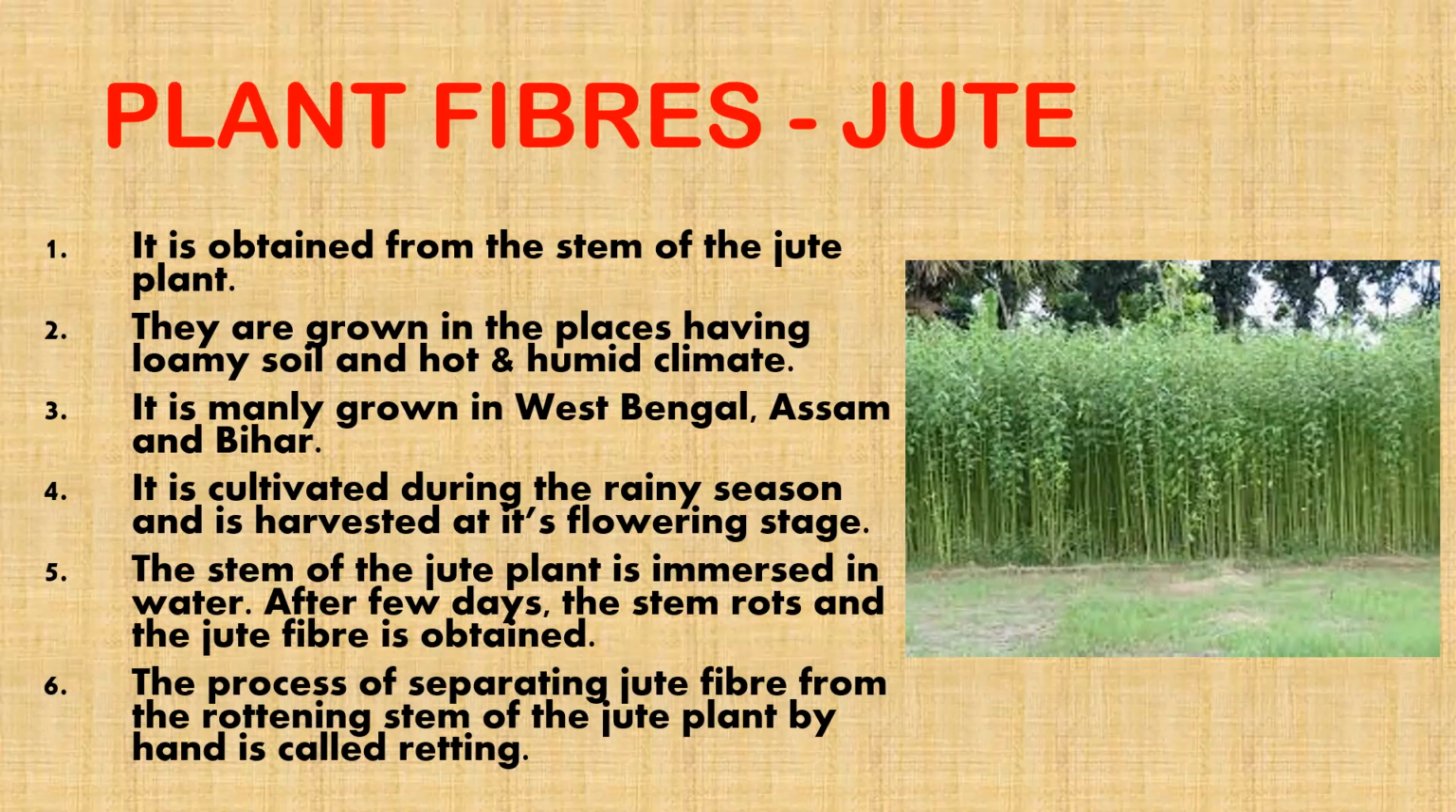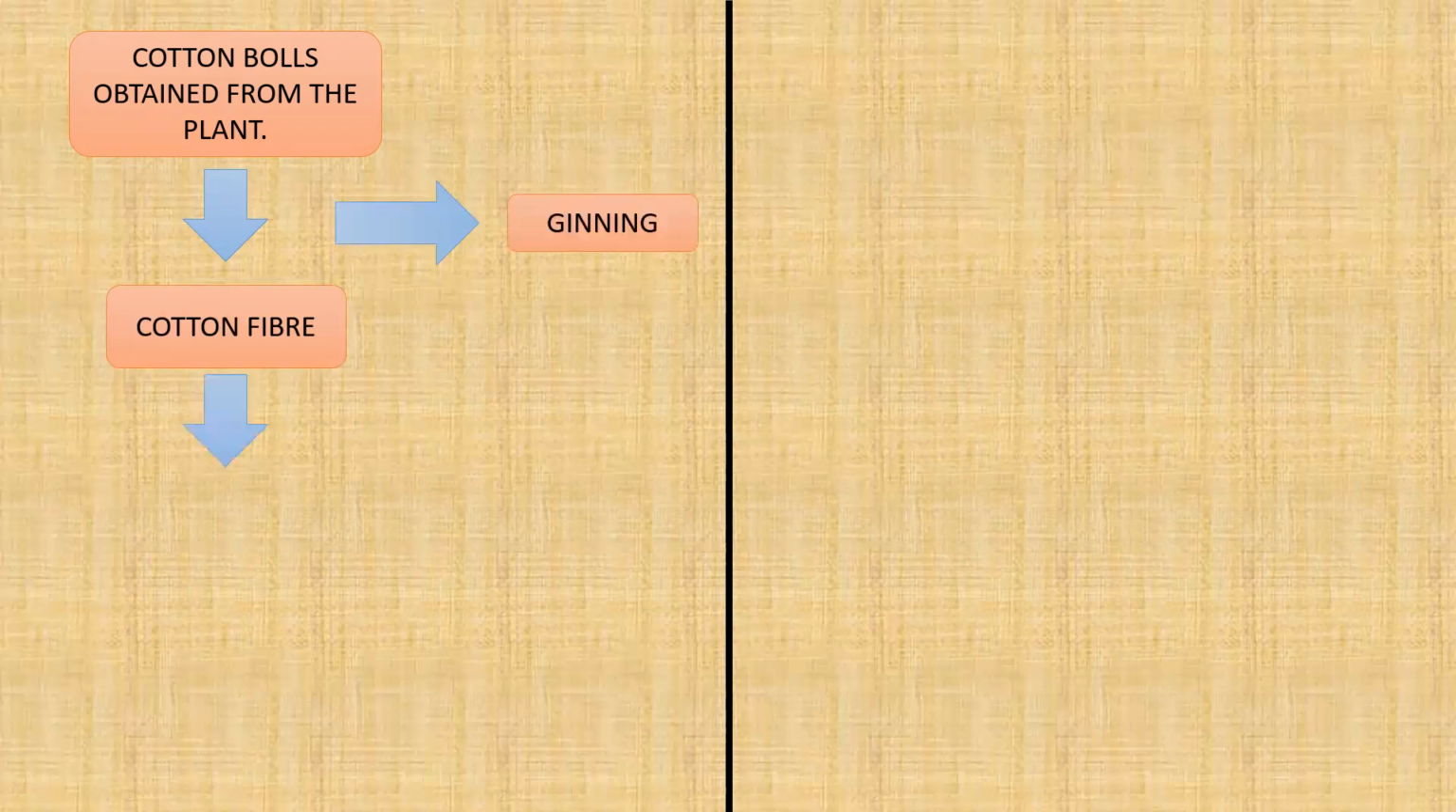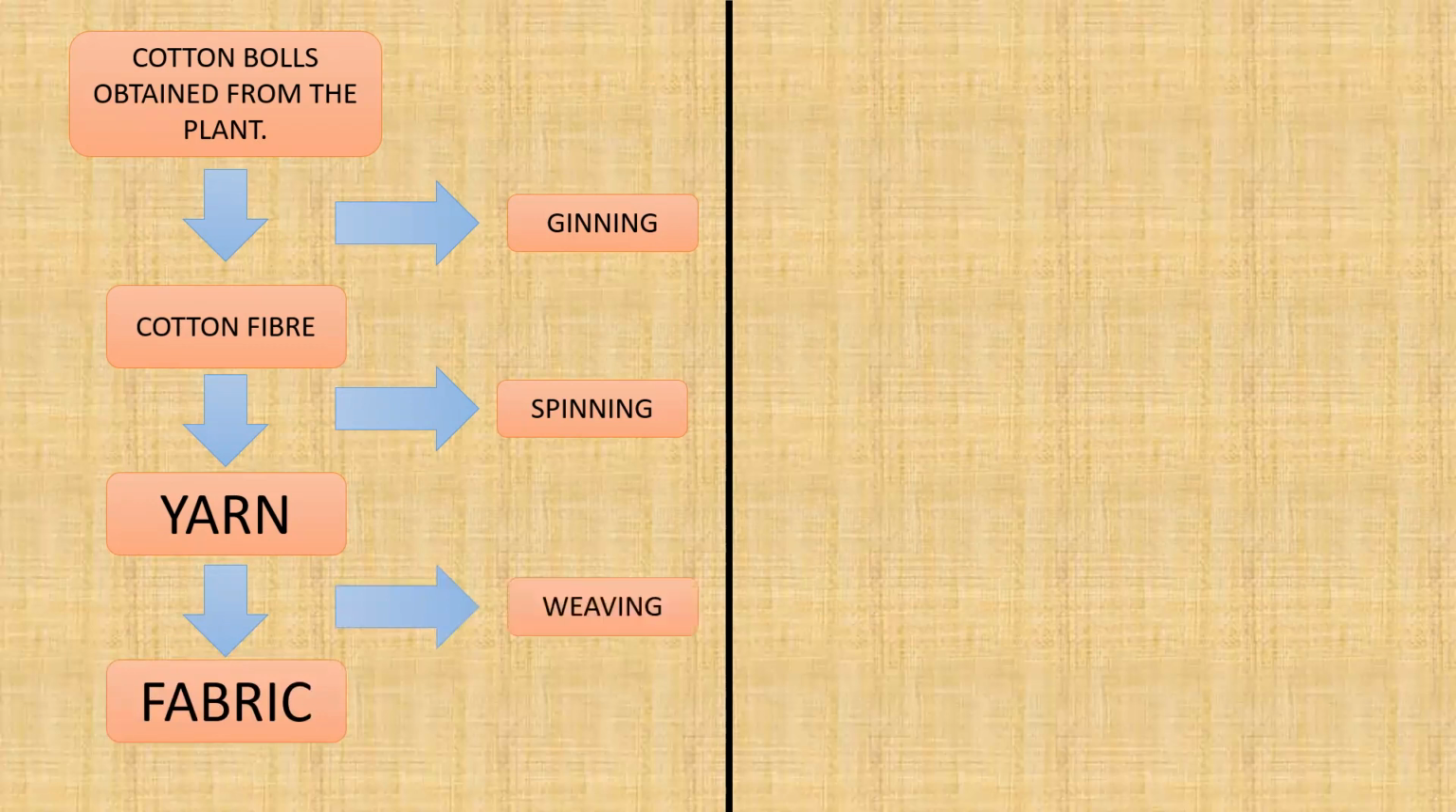Here we studied two more processes. Ginning is the process through which we separate the cotton fibers and the seeds. Retting is the process through which we separate jute fiber from the rotting stem. Let's study the processes one more time. Cotton balls are obtained from the plant. Then they are converted into cotton fiber by the process known as ginning. Then cotton fiber is converted into yarn by the process of spinning. Then yarn is finally converted into fabric by the process of weaving.